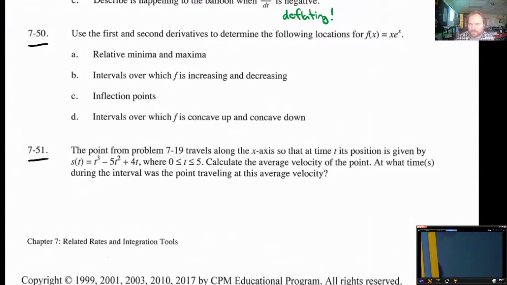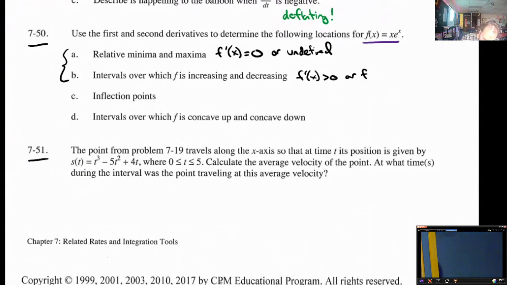750, we want to use the first and second derivatives to determine the following locations for f of x equals x times e to the x. First, we're going to find the relative minima and maxima. This is going to happen any time f prime of x is equal to 0 or if it's undefined. That's where we're going to find those spots. We'll be able to tell if they're maximums or minimums depending on what the positive and negative are. In fact, we'll probably end up doing a and b together, because increasing and decreasing has to do with whether f prime of x is positive or f prime of x is negative.